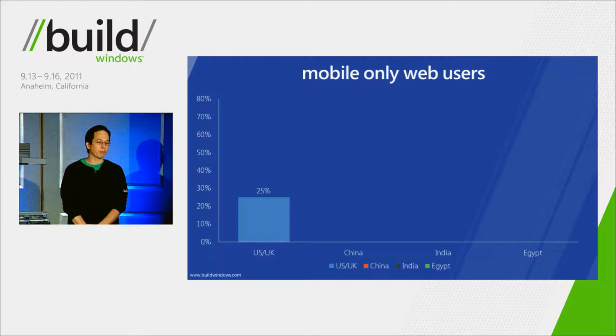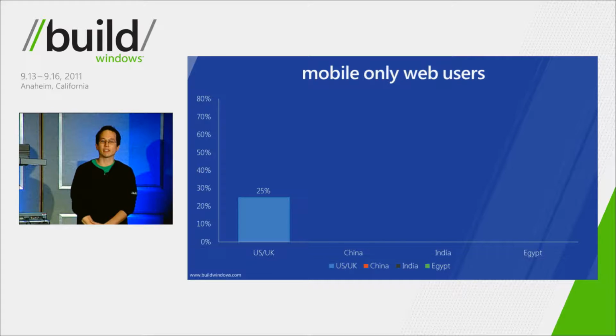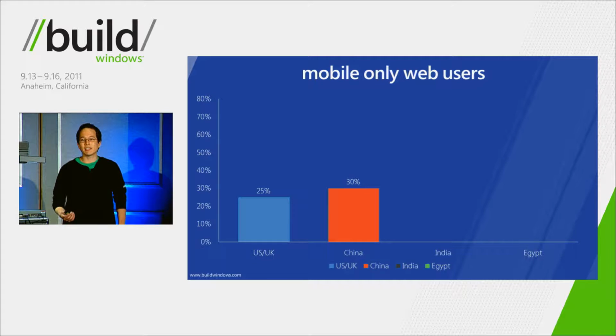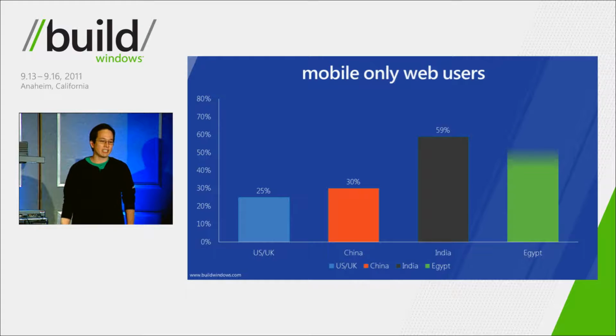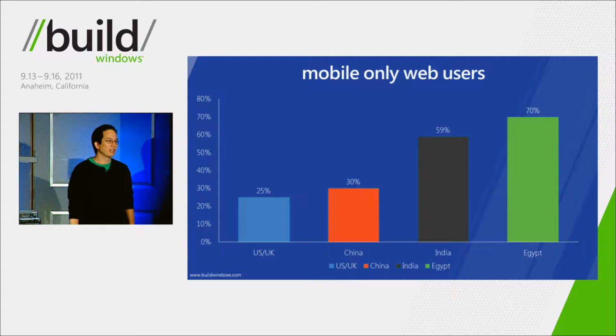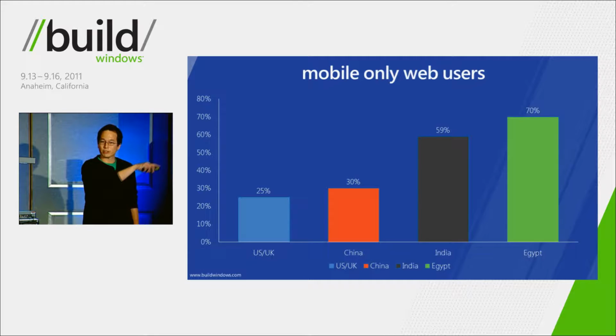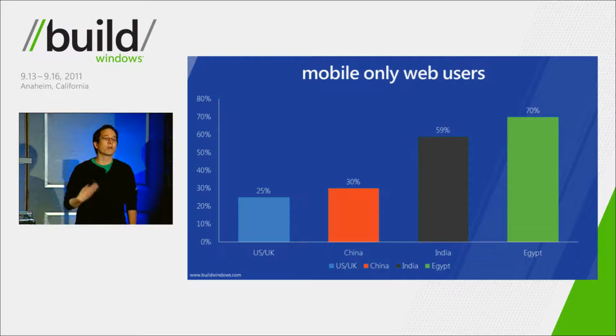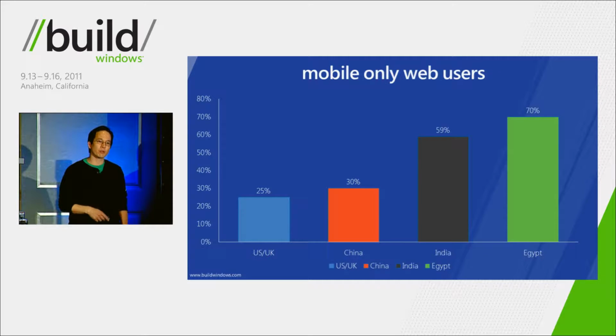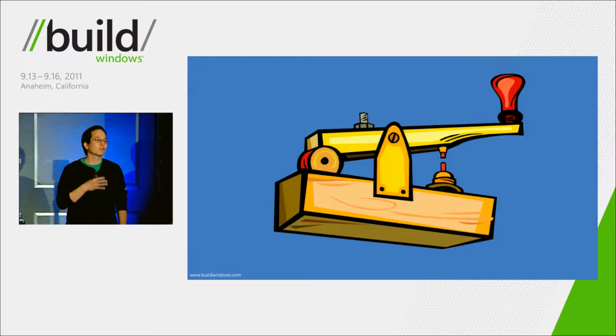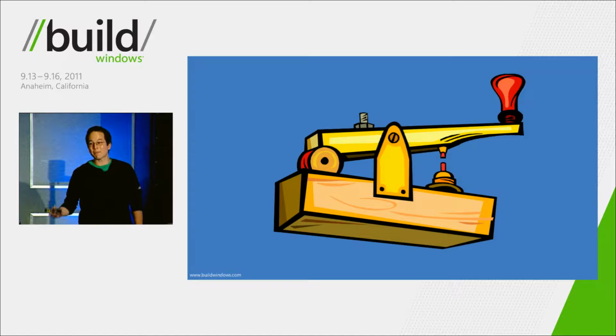So as an example, in the US and UK, 25% of internet users say that they use mobile devices as their primary, if not only way of accessing the internet. In China, that's 30%. And you can see in India and Egypt, it goes to 59 to 70%. And when I look at this chart, I see India and Egypt as being the future for the rest of the world, right? In terms of people are more and more going to use mobile devices as their primary way, if not only way, to browse the web. And that raises a question for you. If your site looks awful on mobile devices, if you haven't done anything on it, are you being left behind? Is your site being left behind?